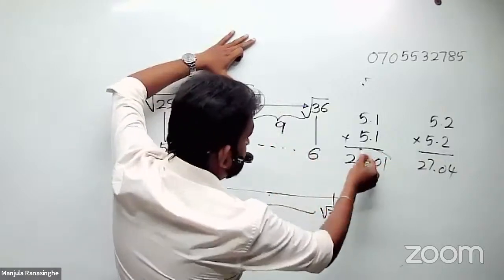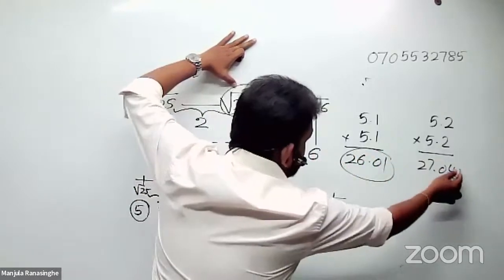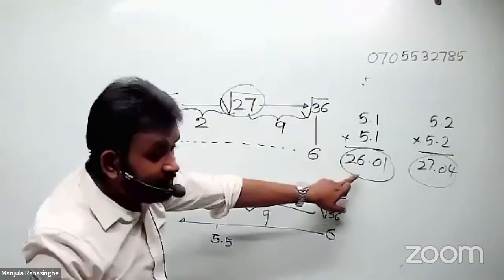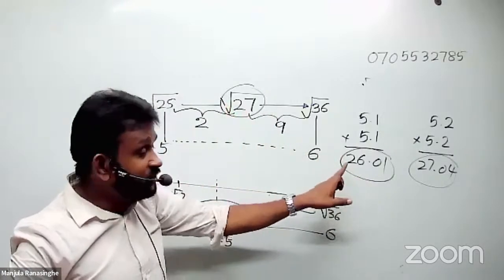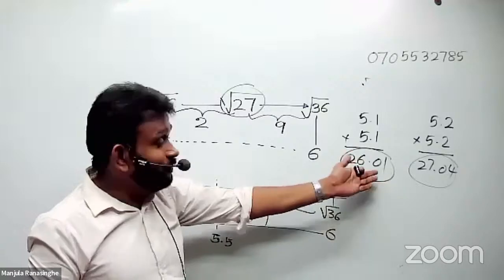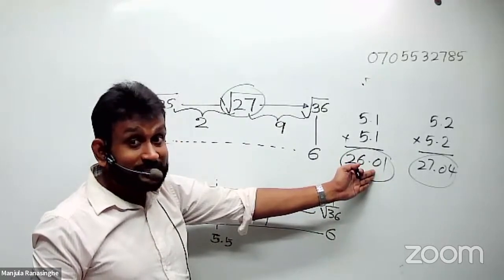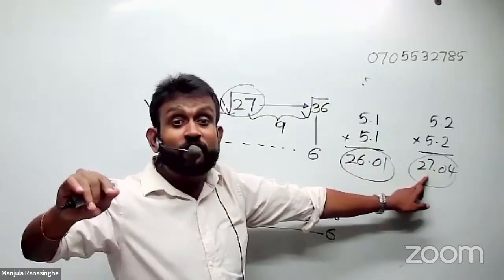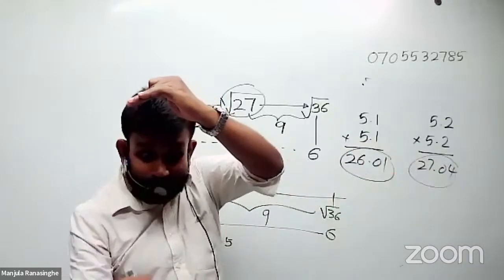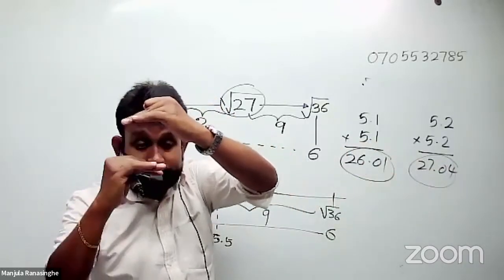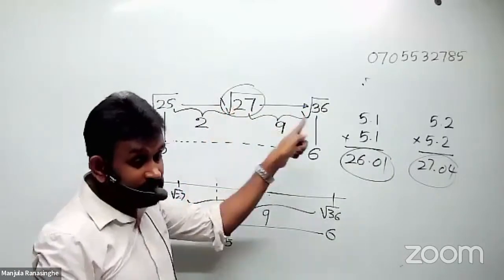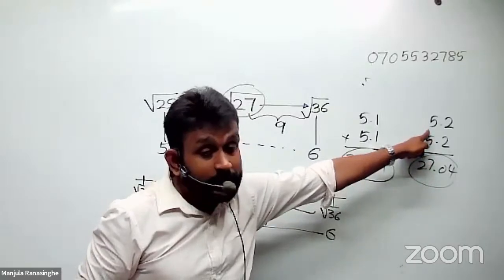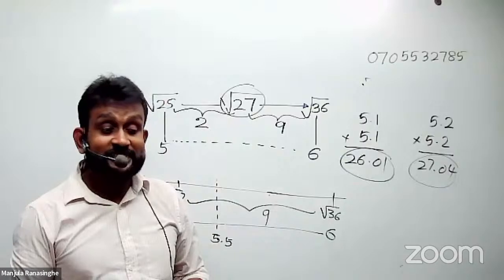Now check what is the value we require, 27. Here it is given 26.01, here 27.04. So now we check what is the minimum gap from 27. Here 26.01 is 0.99 less. But here 27.04 is just 0.04 more. There the gap is bigger, but here a very short gap. So the square root of 27 is close to this figure. That means the square root shall be 5.2, right?